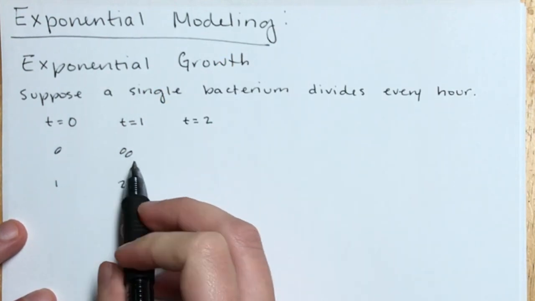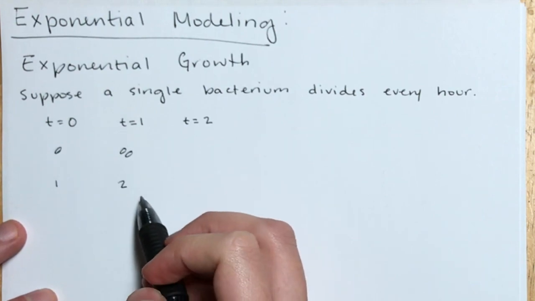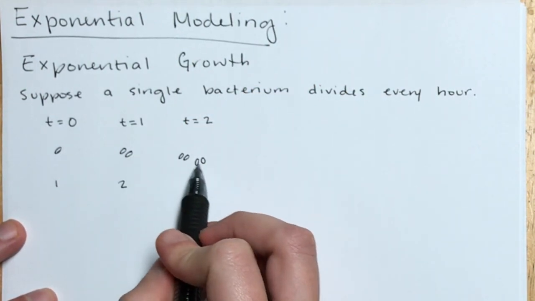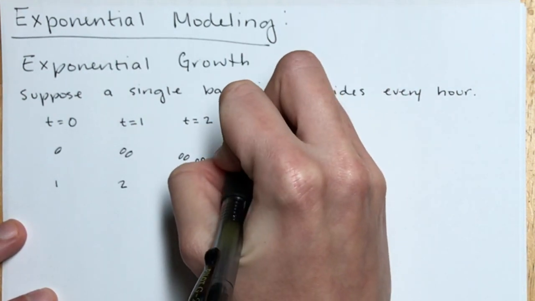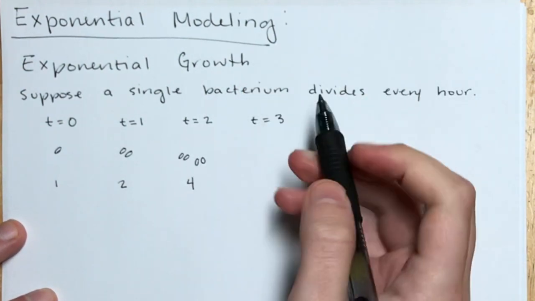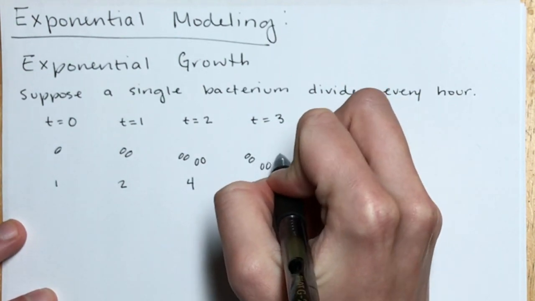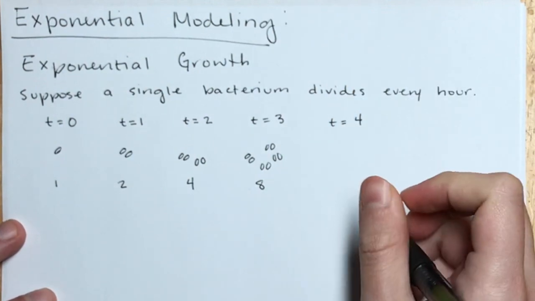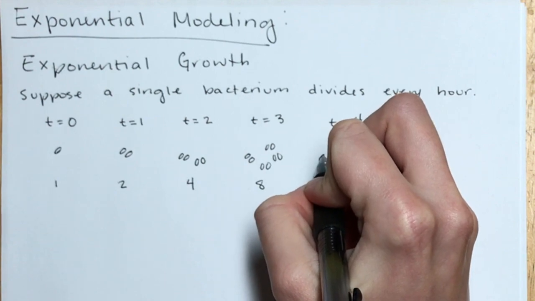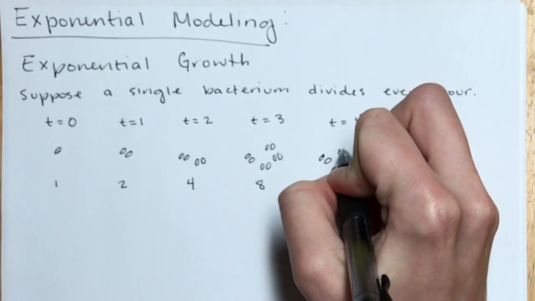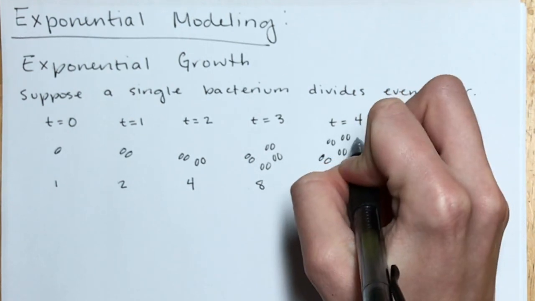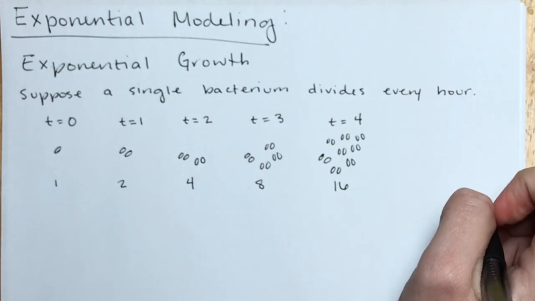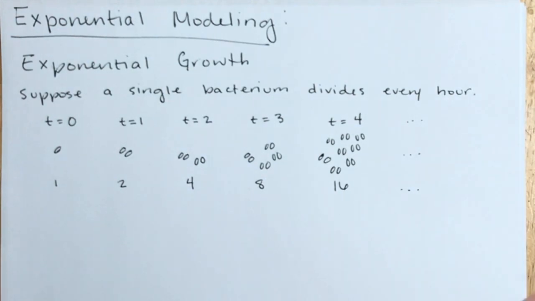After another hour, how many are we going to have? Are we just going to add 1 more? No, we're going to have 4, because each of these 2 bacteria are splitting into 2. So now we have 4. At t equals 3, each of these 4 bacteria are going to divide, so we have 8. At t equals 4, you can probably see what's going on here. Each of these bacteria divide, and we have 16. And this continues. It would get a little bit ridiculous drawing 32 of those guys.